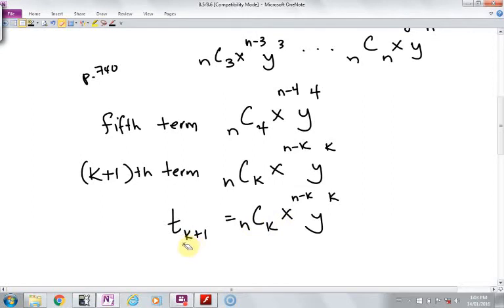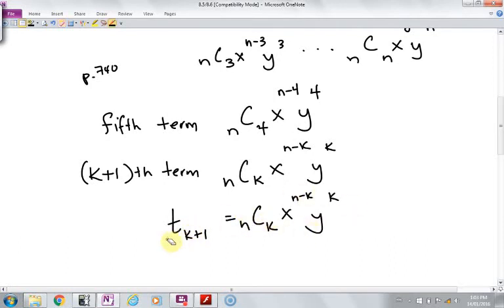What's k for the first term? 0, because 0 plus 1 is the first term. So we would have n choose 0. We'd have x to the power of n, y to the power of 0. If we wanted the second term, then k would be equal to 1. And we do it again.